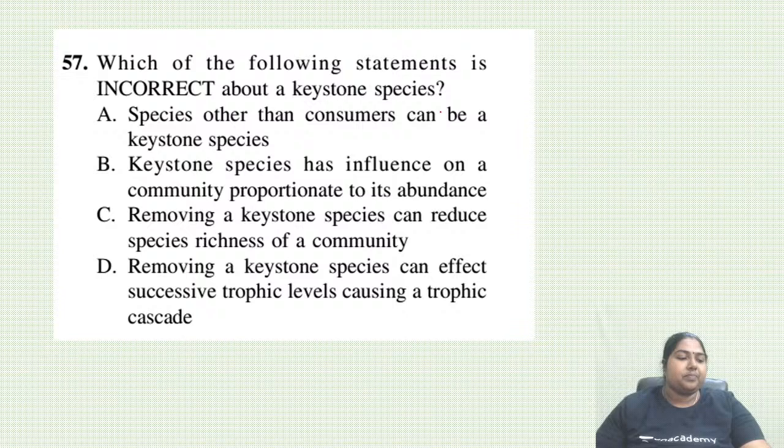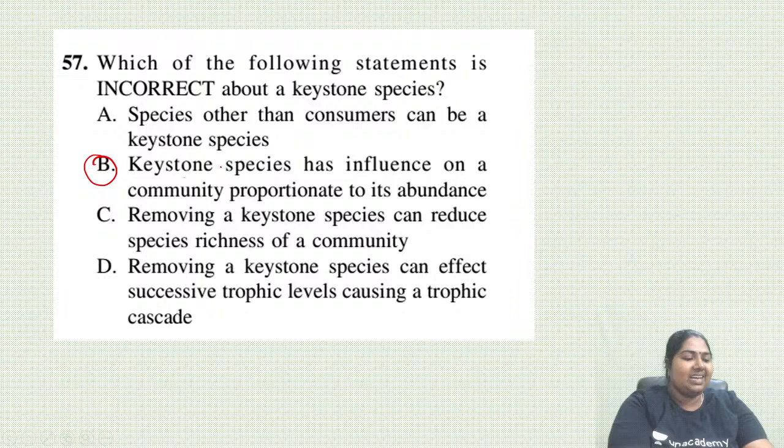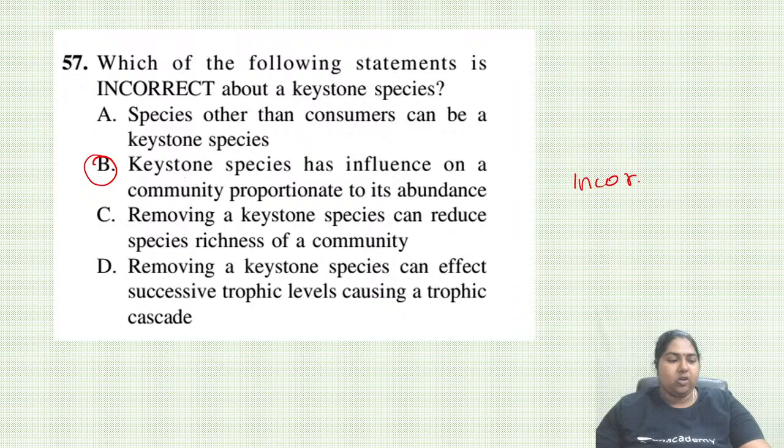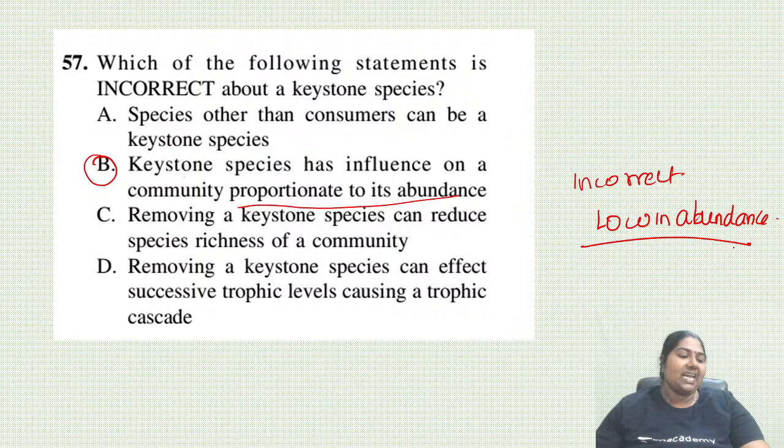Good. So, if you take option B, it says that the keystone species... Yes, Nandini. Yes, Anupama. Kavya. Yes. Correct, all. The incorrect statement is B. Why? Because it says that it is proportionate to its abundance. I told you several times, it is low in abundance. It is not proportionate. It is low in abundance. Right? So absolutely that is going to be the incorrect statement.